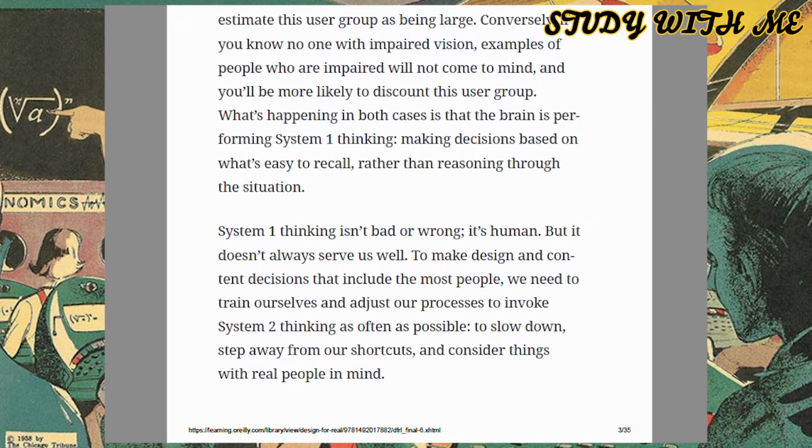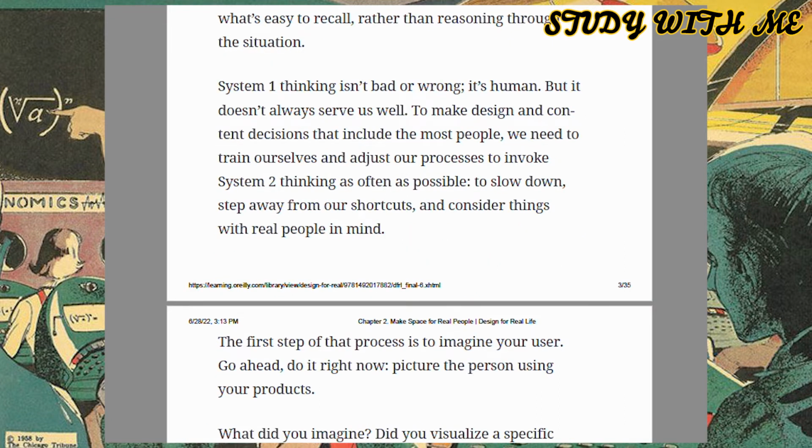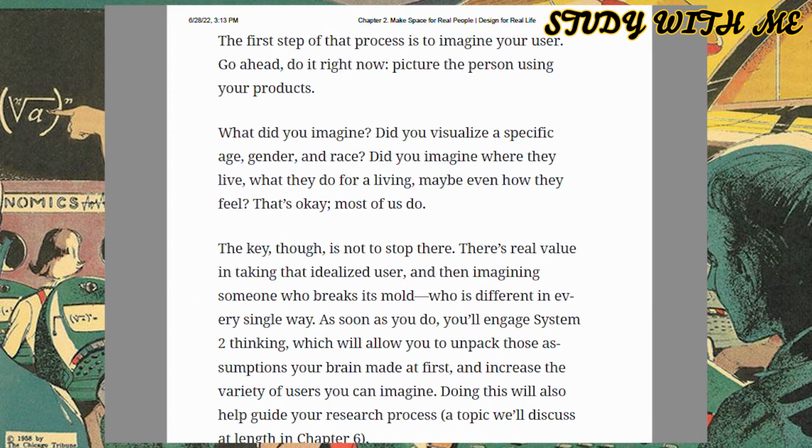System 1 thinking isn't bad or wrong, it's human, but it doesn't always serve us well. To make design and content decisions that include the most people, we need to train ourselves and adjust our processes to invoke System 2 thinking as often as possible, to slow down, step away from our shortcuts, and consider things with real people in mind. The first step of that process is to imagine your user.